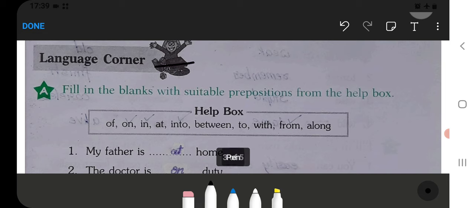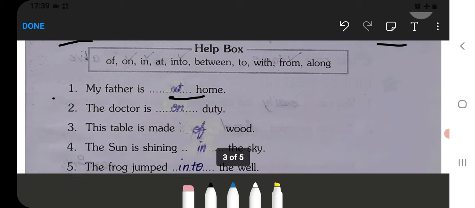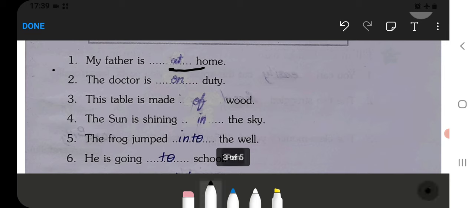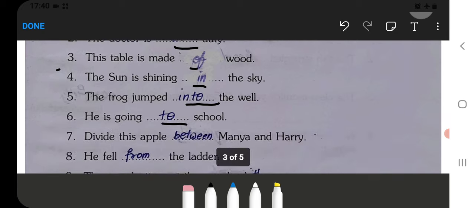Language corner. Fill in the blanks with suitable prepositions from the help box. My father is at home. The doctor is on duty. This table is made of wood. The sun is shining in the sky. The frog jumped into the well. He is going to school.